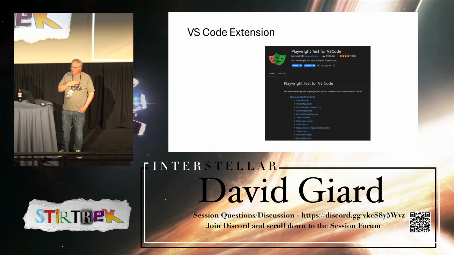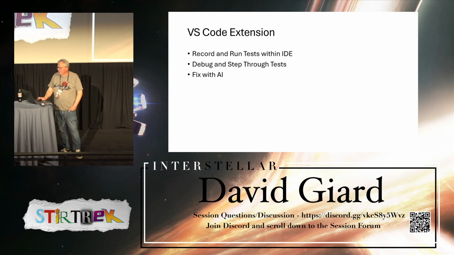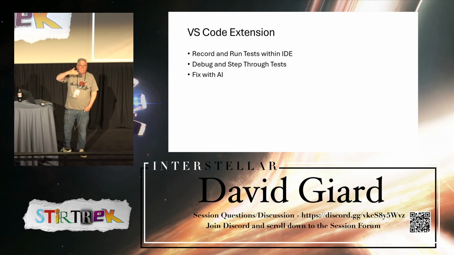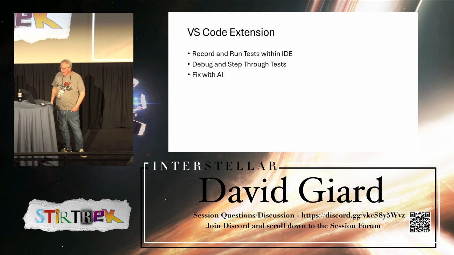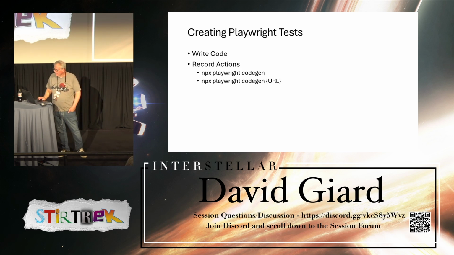My IDE of choice is Visual Studio Code. This is supported, and there are plugins for the JetBrains tools and for Visual Studio as well. But if you work in Visual Studio Code, you probably want to install this extension right here, Playwright Test for VS Code. It's right on here, and that gives you things like the ability to record and run tests right within the IDE, the ability to run the tests and step through them one line at a time, and it even has some AI tools that lets you fix your tests as well inside of here.